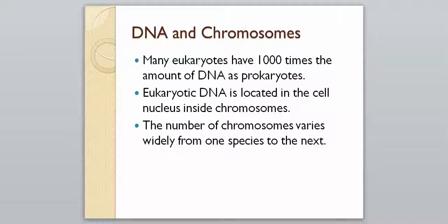Eukaryotic DNA is located in the cell nucleus inside of chromosomes. I think we've discussed this before. Our number of chromosomes varies widely from one species to the next. Remember, we said fruit flies had 8, humans have 23, and goldfish actually have 40-something for some reason. It just depends on what species you are. So that all should be review.